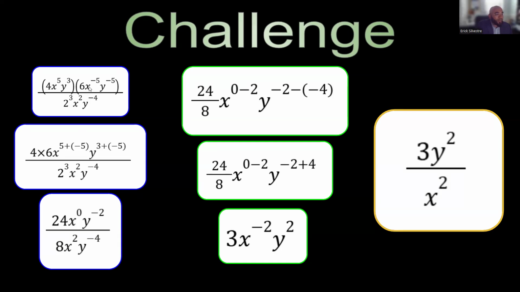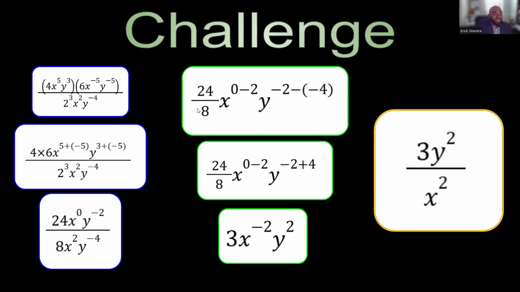In the denominator, we have 2 to the third power, which we know is 2 times 2 times 2. 2 times 2 is 4, and 2 times 4 is 8, which gives us 8. And then we have x to the second power and y to the negative 4. If you look at this, we already simplified the numerator. We already simplified the denominator. So we can move on and apply the quotient rule.